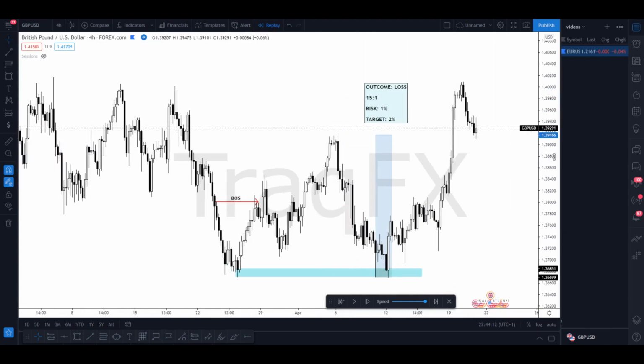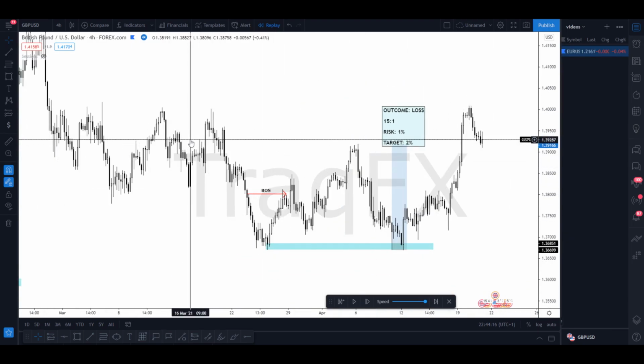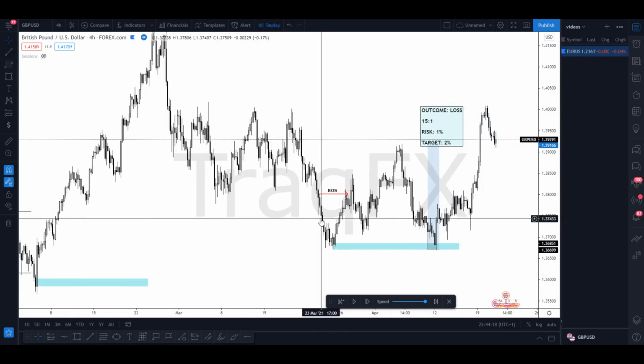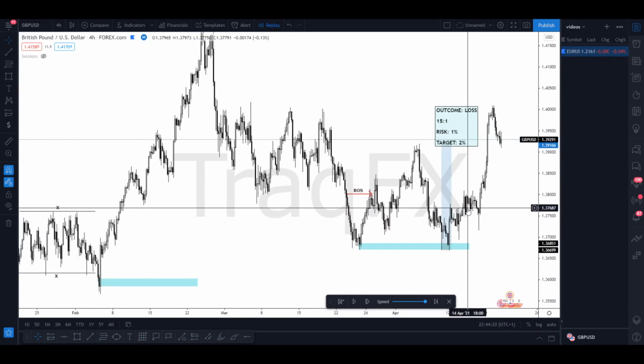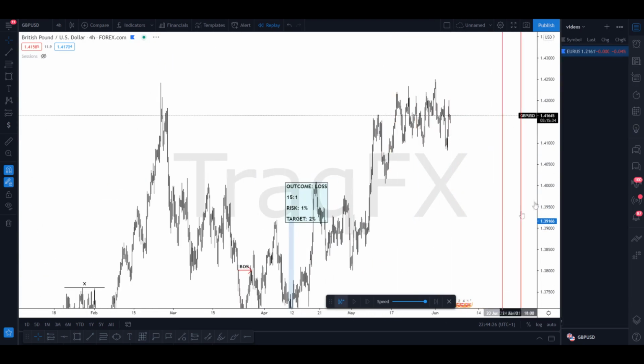All the rules, remember, I'm entering with my rules. I'm not just randomly entering out of this institutional candle over here because I see it gave me a good move down. My rule is trade with the trend. If that's my rule, I have to follow it. And yeah, that's basically how I would backtest GBP USD.